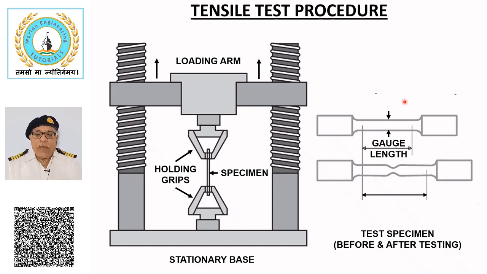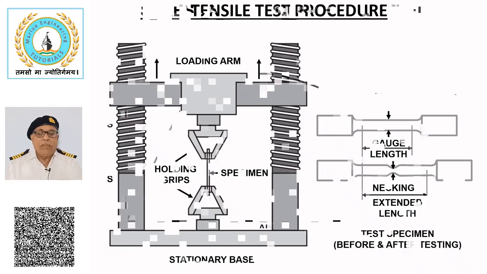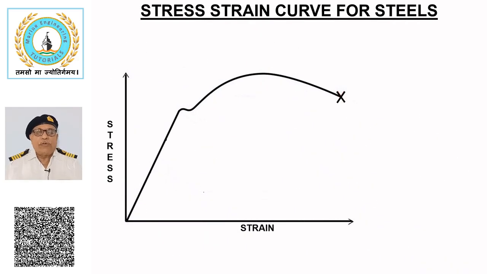A built-in arrangement plots the stress strain curve until the specimen breaks. When the specimen breaks, increase in length and reduction in diameter is measured to find the ductility of material. Stress strain curve for steels. This diagram illustrates the stress strain curve generated by tensile testing machine's built-in arrangement.